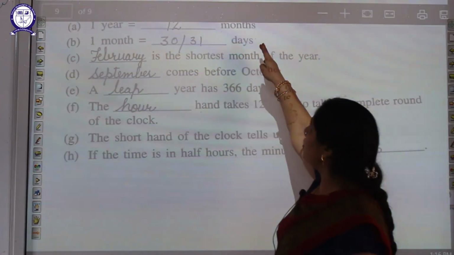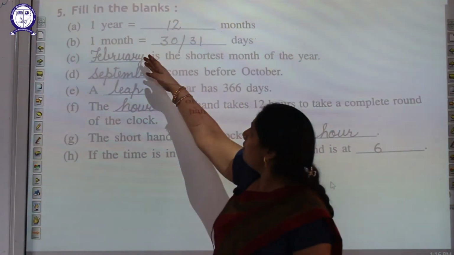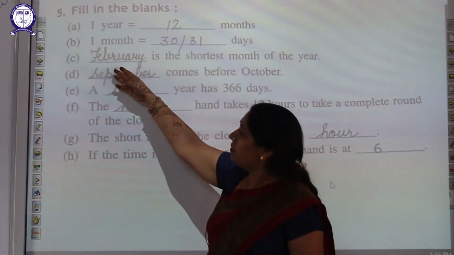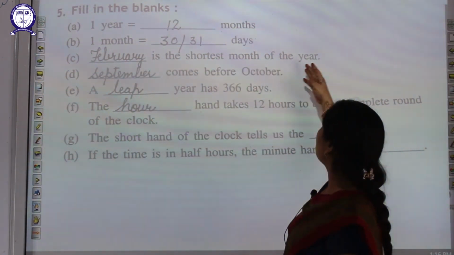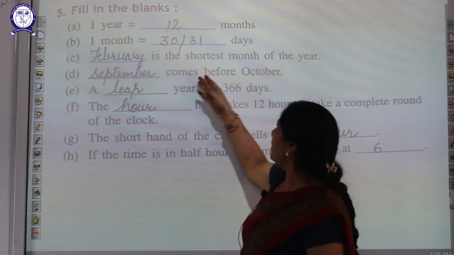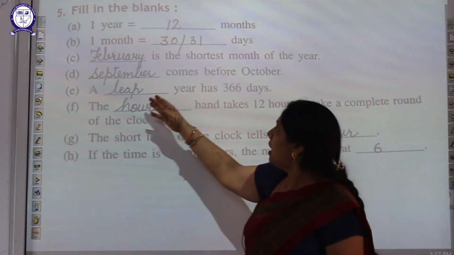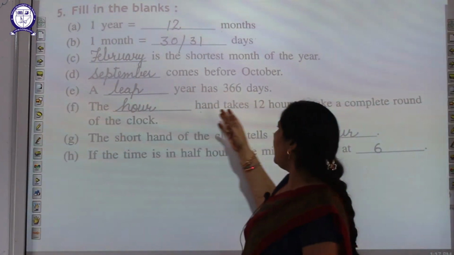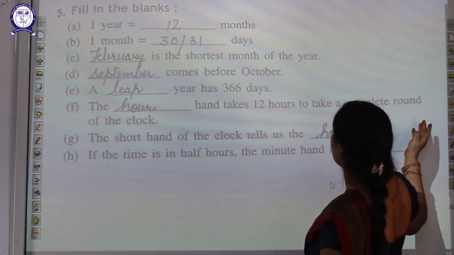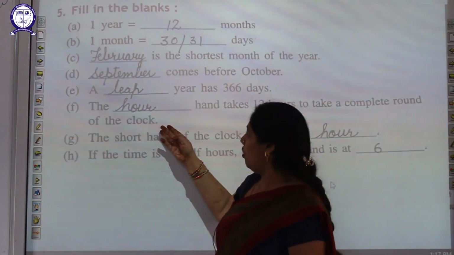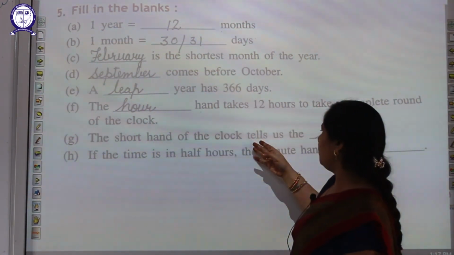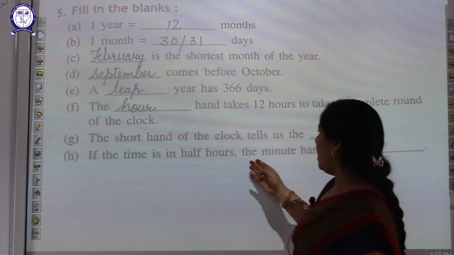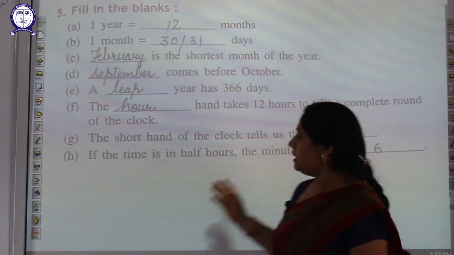1 year has 12 months. 1 month has 30 or 31 days. February is the shortest month of the year. September comes before October. A leap year has 366 days. The hour hand takes 12 hours to complete a round of the clock. The short hand of the clock tells us the hour. If the time is half past the hour, the minute hand is at 6.